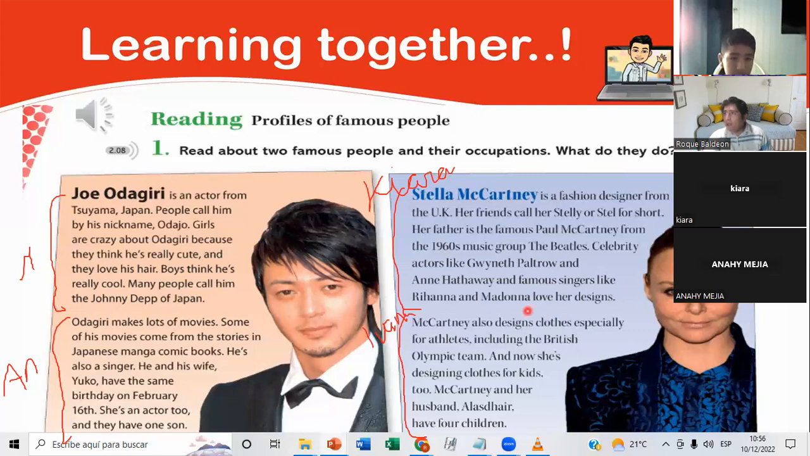Excellent, very good. Now people call him the Johnny Depp of Japan, no? You know Johnny Depp? Pirates of the Caribbean, for example, Piratas del Caribe. Yes, it's a great movie, right? Good, obviously he's not Johnny Depp, él no es Johnny Depp. But in Japan, people consider him as a Johnny Depp, no? Lo consideran como Johnny Depp, no?